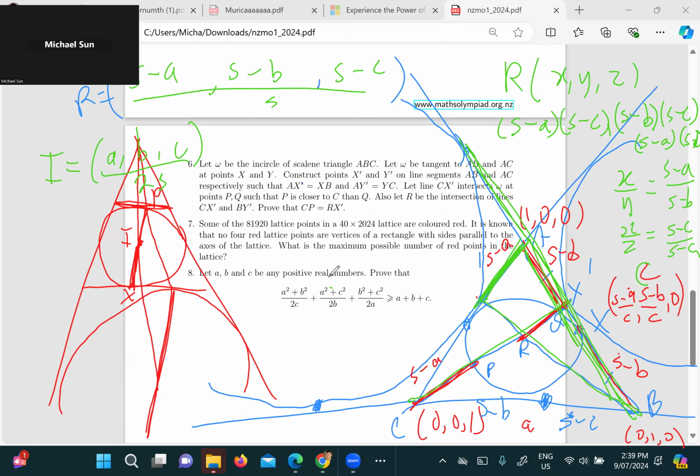So how to reflect? We have x, not x prime. So what's the coordinates of x? X is s minus B on C, yeah? That's x, yeah? And we reflected the x about I to get P. So P plus x on 2 should equal I, yeah?